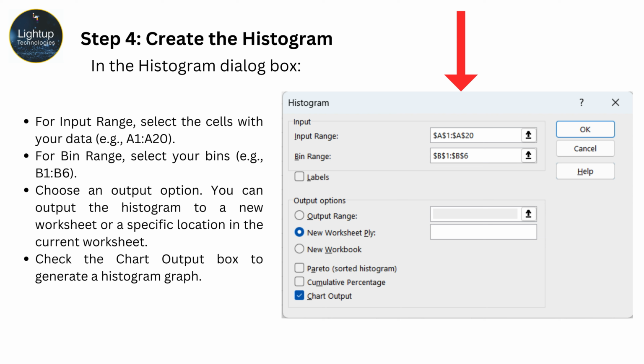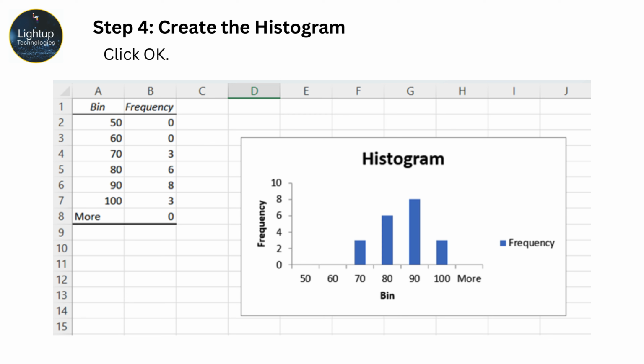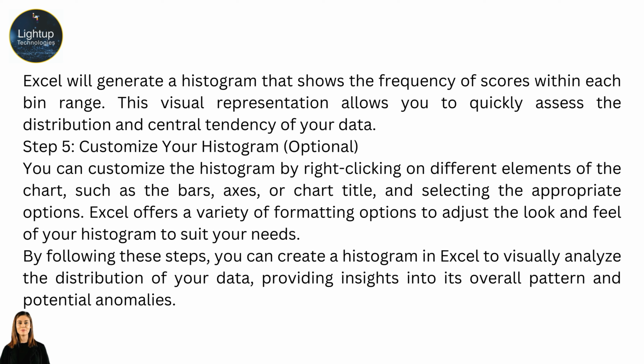Choose an output option. You can output the histogram to a new worksheet or a specific location in the current worksheet. Check the Chart Output box to generate a histogram graph. Click OK. The below histogram and the table appear. Excel will generate a histogram that shows the frequency of scores within each bin range. This visual representation allows you to quickly assess the distribution and central tendency of your data.